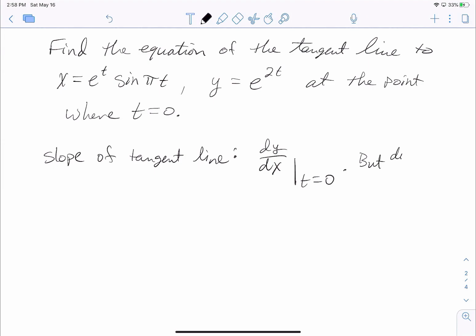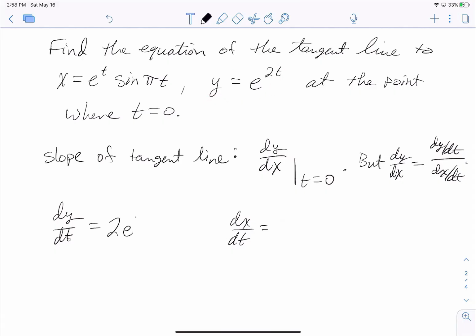But dy/dx is dy/dt divided by dx/dt. Therefore, we need dy/dt and we need dx/dt. Since y is equal to e to the 2t, dy/dt is 2e to the 2t. dx/dt is the derivative of e to the t times the sine of pi t, and so we're going to use the product rule. And you'll find that the answer can be given by e to the t sine of pi t plus pi times the cosine of pi t.